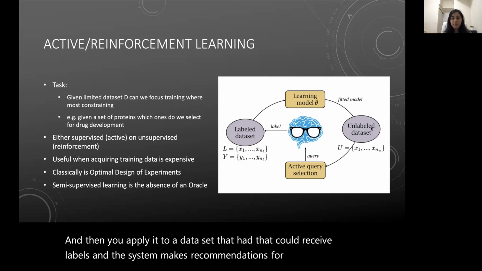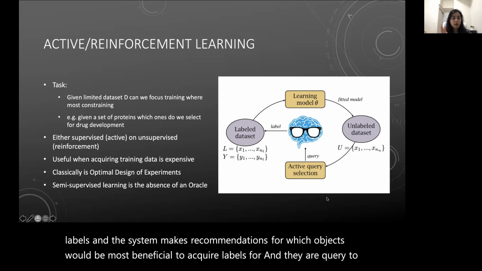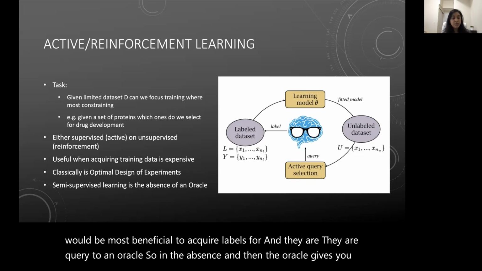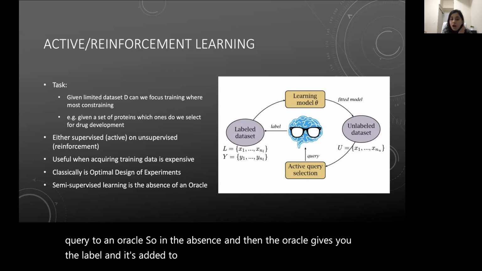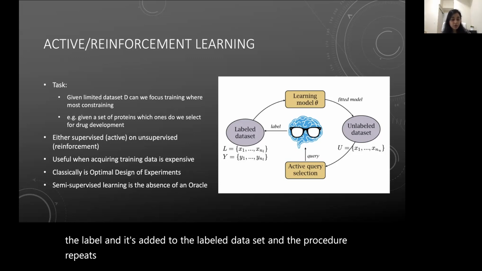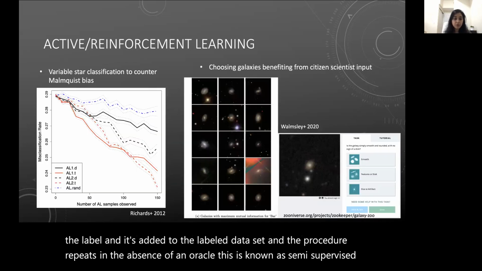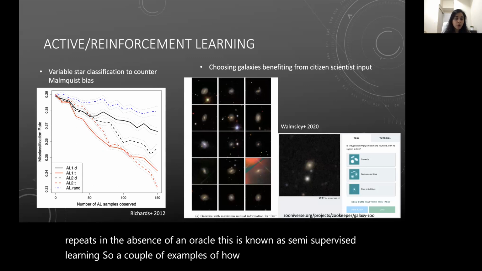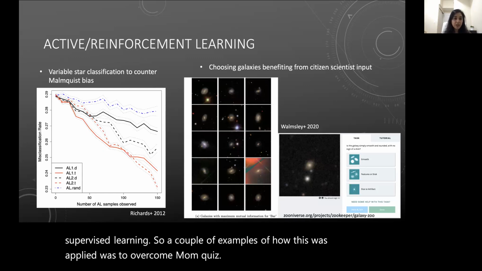So in the absence of an oracle, the oracle gives you the label, and it's added to the labeled data set, and the procedure repeats. In the absence of an oracle, this is known as semi-supervised learning. A couple of examples of how this was applied was to overcome Malmquist bias to do variable star classification.